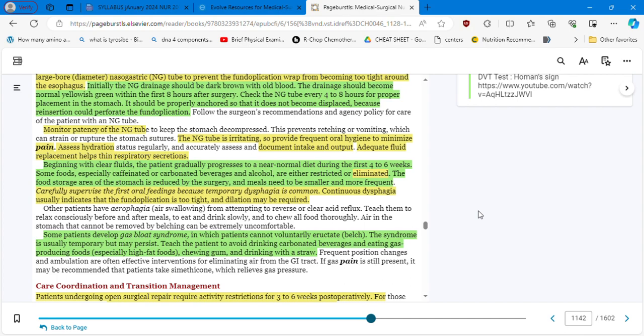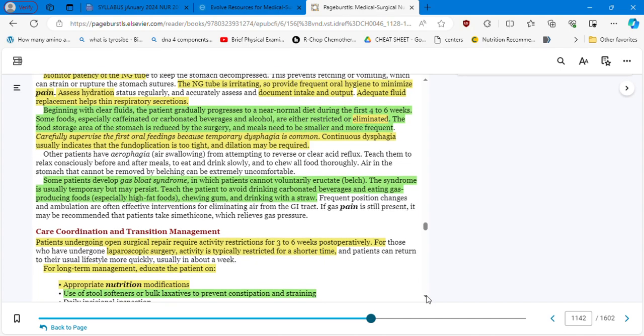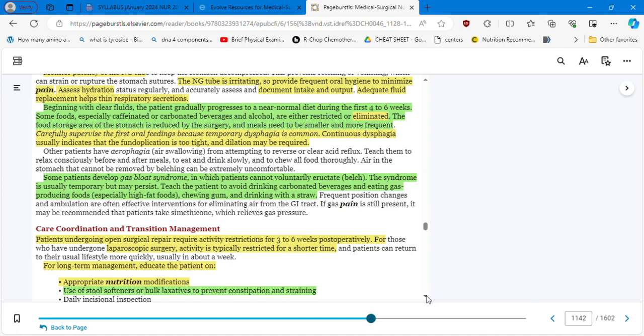Carefully supervise the first oral feeding because temporary dysphagia is common. Continuous dysphagia usually indicates that the fundoplication is too tight and dilation may be required. Okay, so that's why they put the NG tube, to avoid the fundoplication being tight. Some patients develop gas bloat syndrome, in which the patient cannot voluntarily eructate, belch. The syndrome is usually temporary but may be persistent.